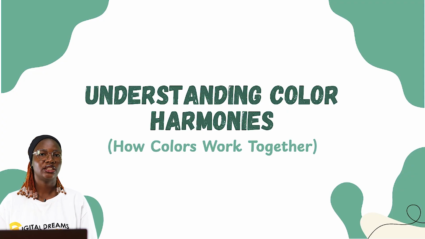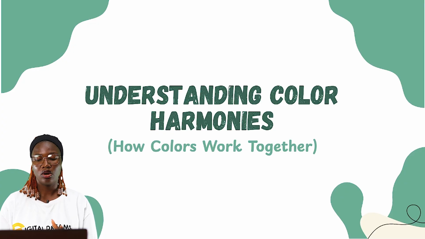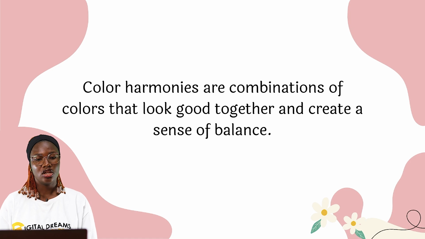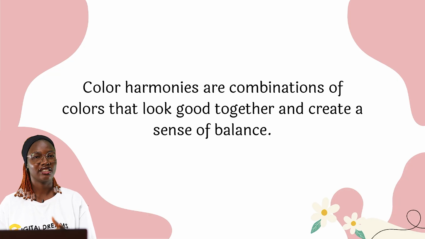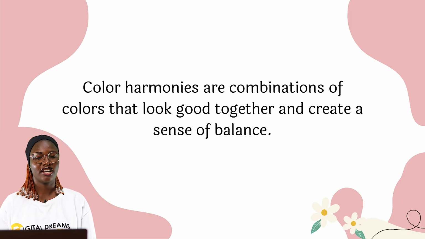There is something known as color harmonies in design, which basically means how colors work together. Color harmonies are a combination of colors that look good together and create a sense of balance. Sometimes you might just see two colors and think, okay, I like this color, let me just use it. But does it create a sense of balance? It might not. So let's see how we can choose colors that actually make sense.